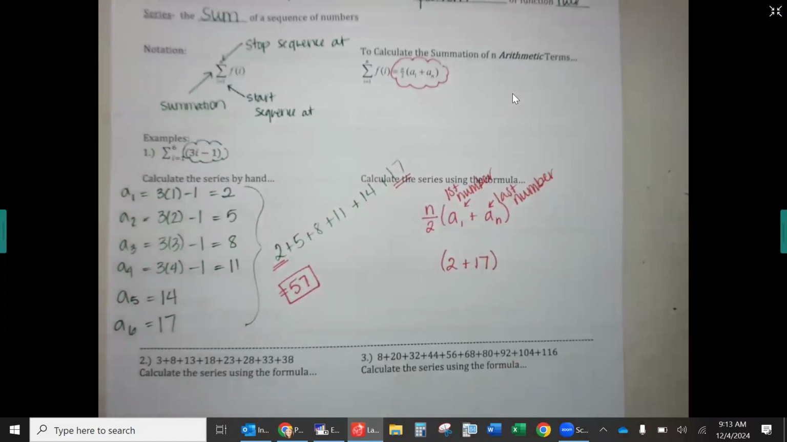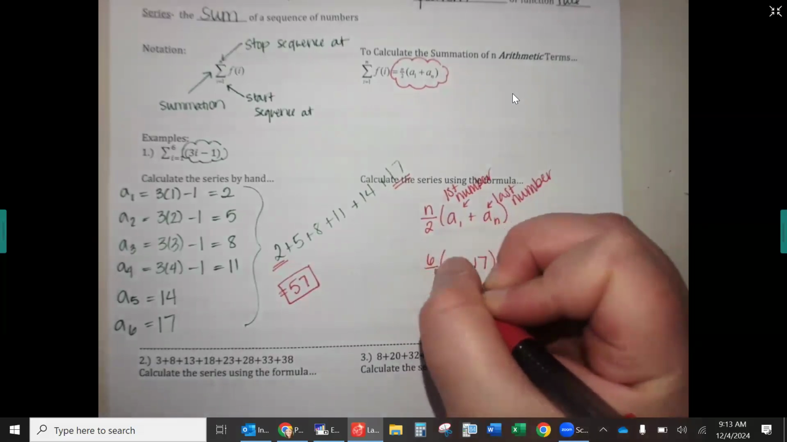And then after you add them up, you're going to multiply by n over 2, where n is the number of numbers in the list. So we had 1, 2, 3, 4, 5, 6. So that would be a 6 over 2.